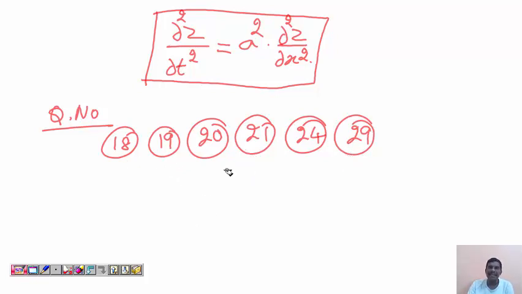And this is the second lecture of the partial differential equation, where the formation of PDE by eliminating the arbitrary functions. And whenever you get a doubt, please contact any of the mathematics teachers.